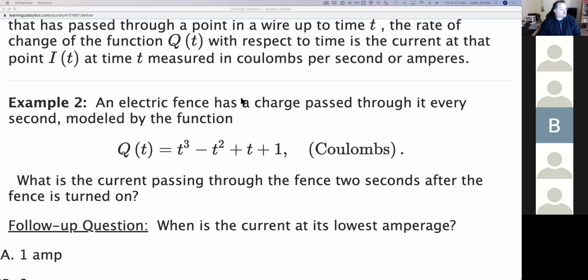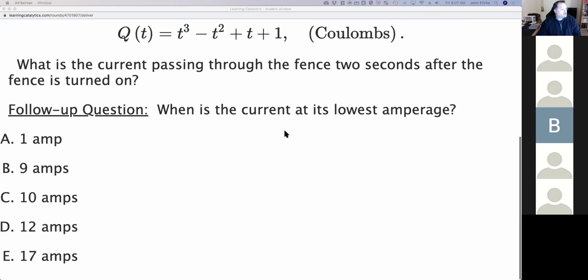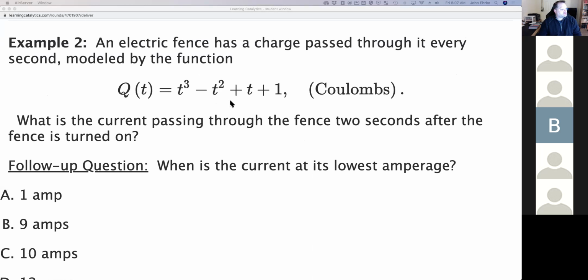Suppose we have an electrical fence and we're passing a charge through it, and the charge every second is modeled by the function Q, which is measured in coulombs. Q is this polynomial function here. What I want to know is, what is the current passing through the fence 2 seconds after the fence is turned on? So according to this model, what is the current in the fence 2 seconds later?